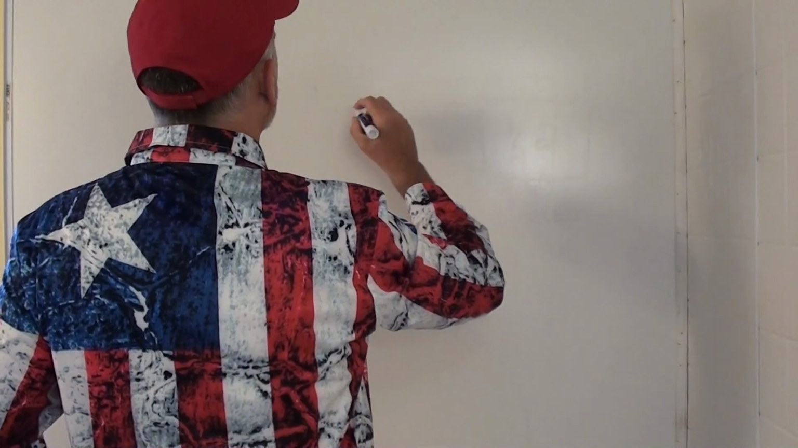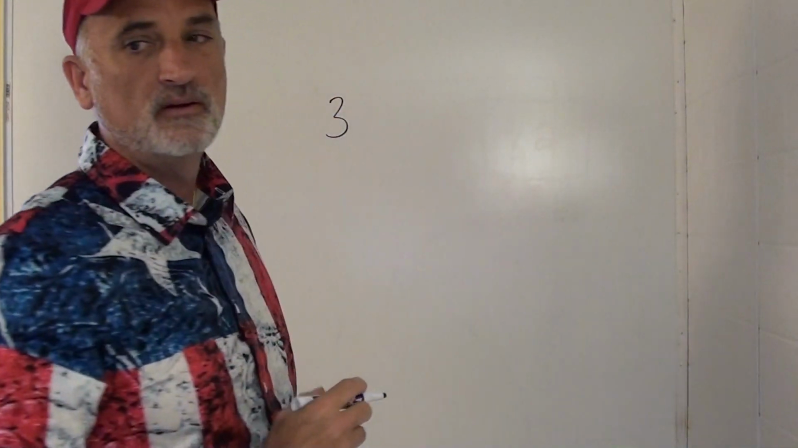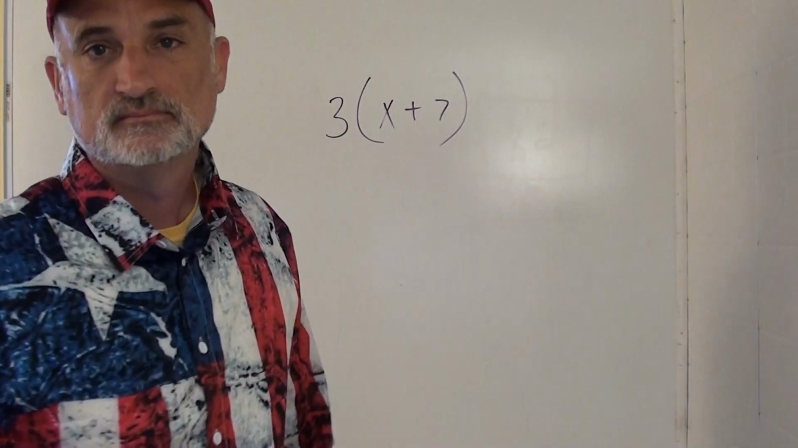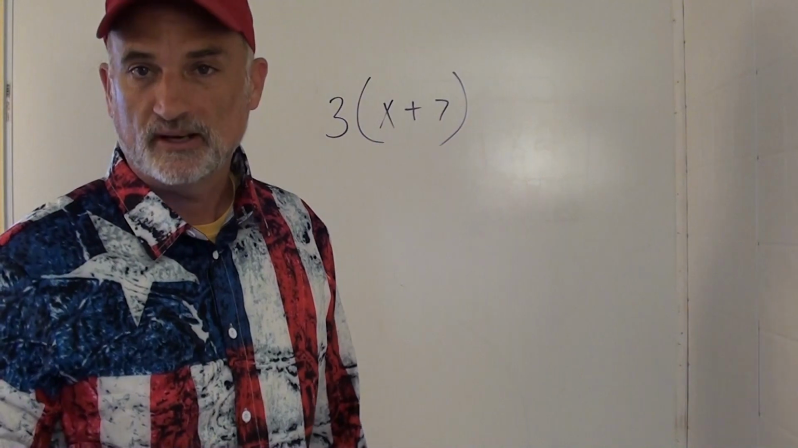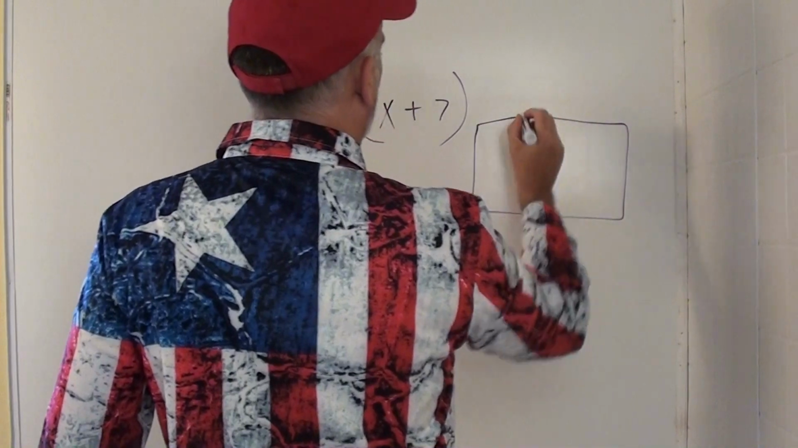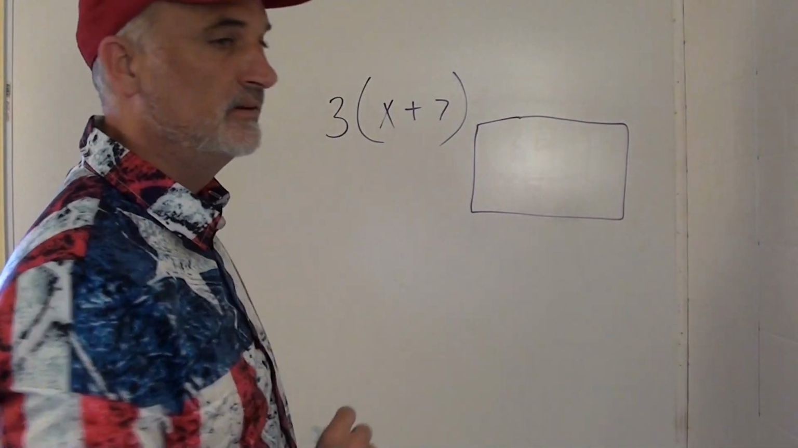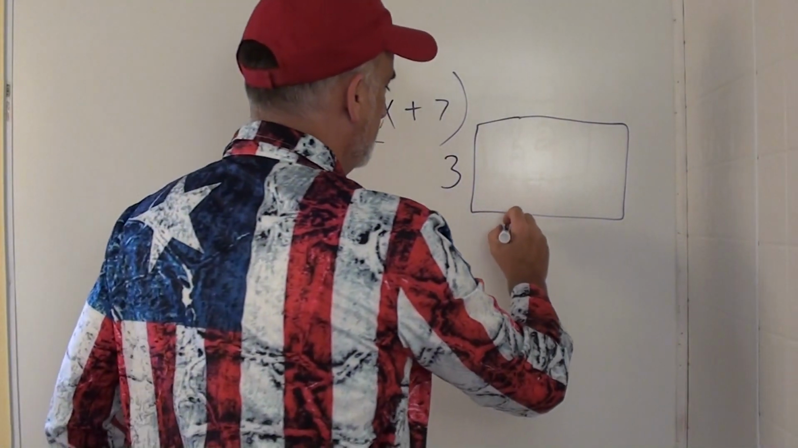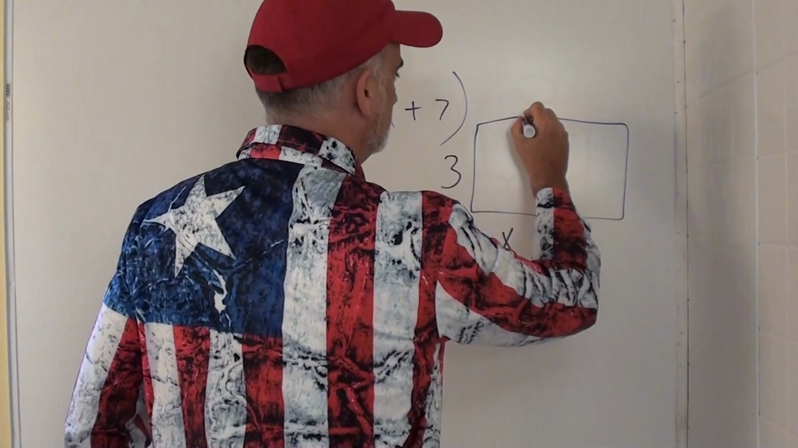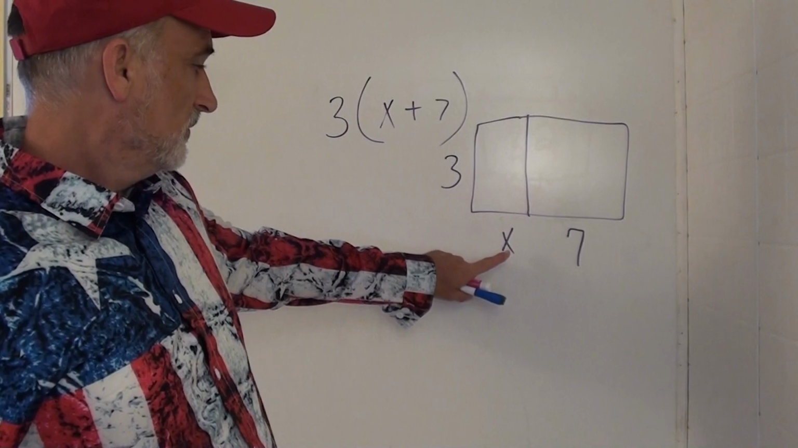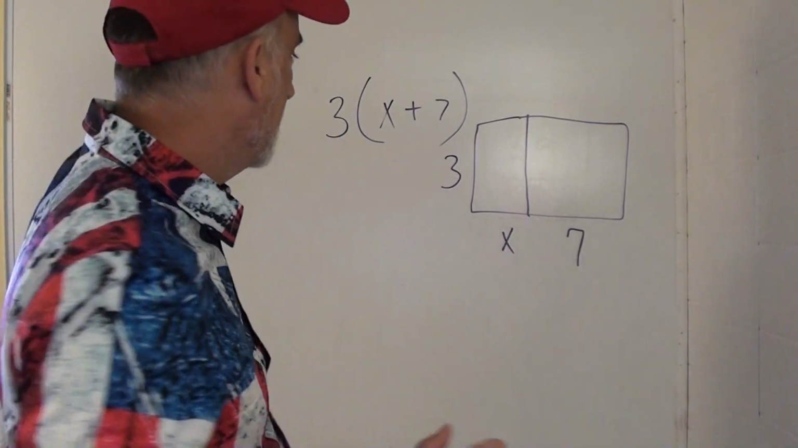Alright, so what if I had something like this? 3 times x plus 7. Okay, how would that look like as a rectangle? Okay, let's draw the rectangle out. Okay, there's my rectangle. And so what I would do is put 3 as the width, and then I would put x plus 7 down here at the bottom. Okay, and we don't know what x is. Okay, so what would that look like?